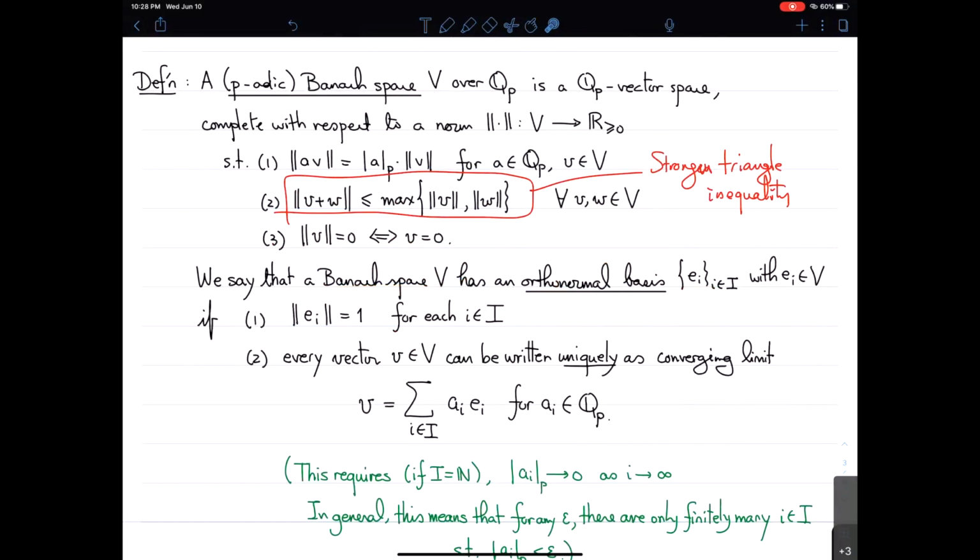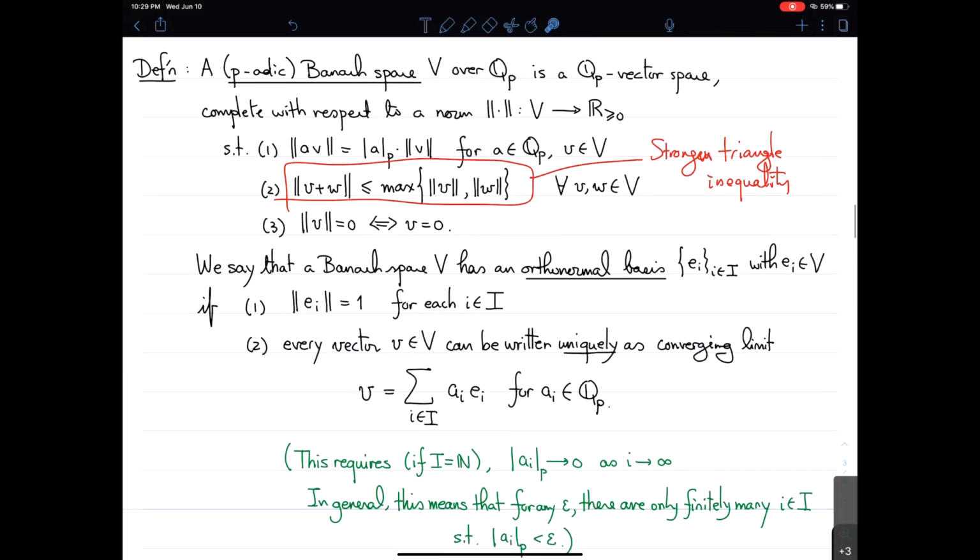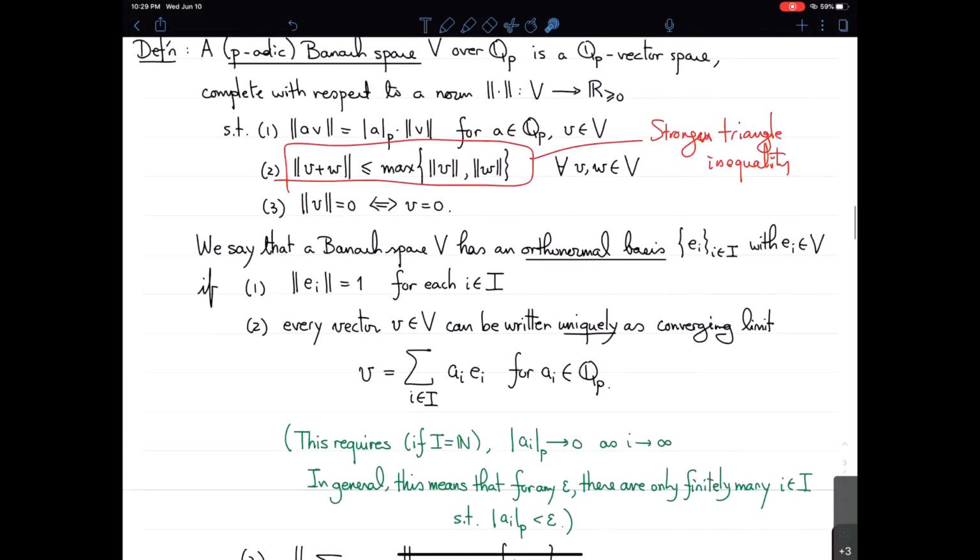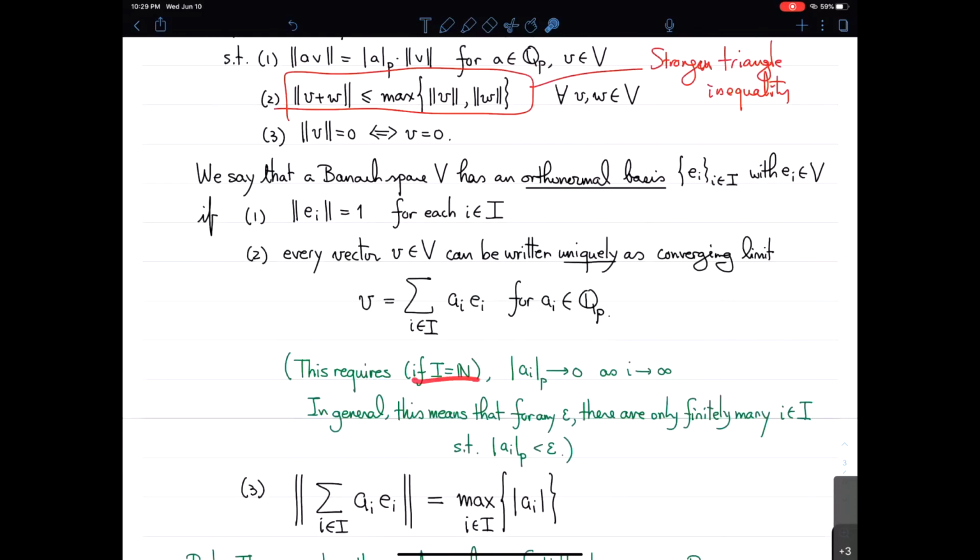And the next condition is a basis condition, in a complete sense: every vector v in V can be written uniquely. Uniqueness is important. As a converging limit, you want to write v as a linear combination of the basis elements. But your basis can have infinitely many elements, so you should write some sort of infinite formal sum like this, where the coefficients belong to Q_p. But of course, you want your infinite formal sum to converge in some reasonable way. What that means, for example, if I is indexed by the natural numbers, is that the norm of these coefficients goes to zero as the index goes to infinity.